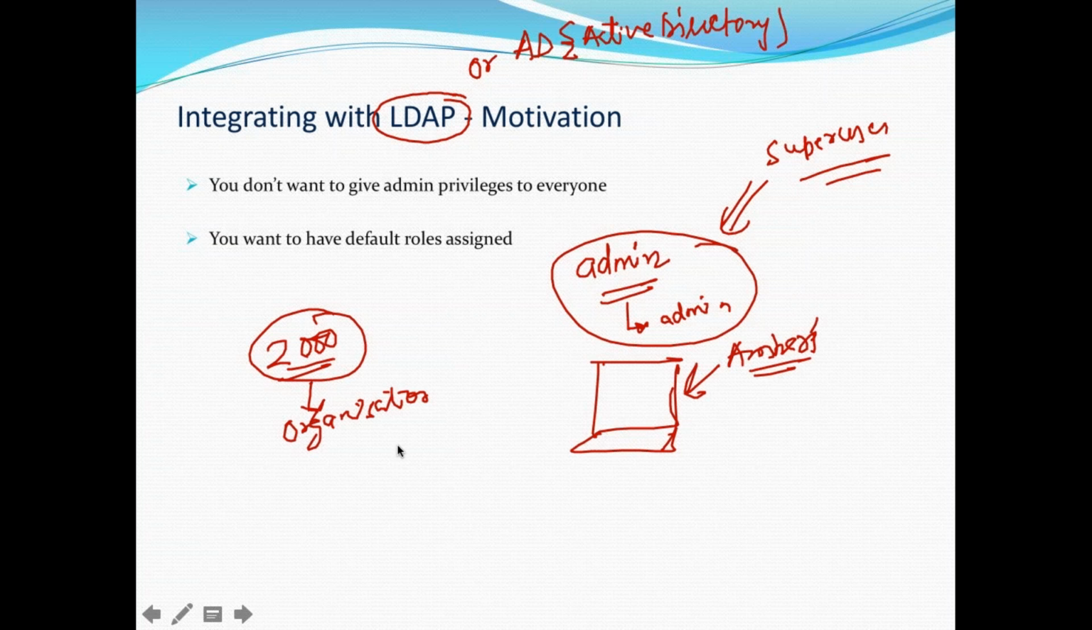If you have time and money, you can go ahead and create 2,000 separate users in Ambari, and you have to remember which user belongs to which. Instead of that, why would you create 2,000 users? If the organization is already maintaining some Active Directory or LDAP server, why don't you use that, and have the default roles assigned for each and every user who logs in?